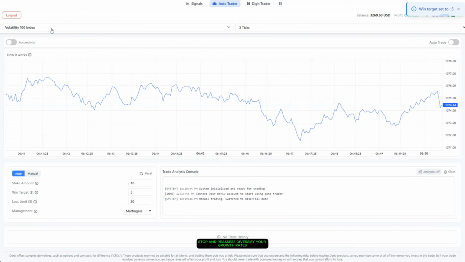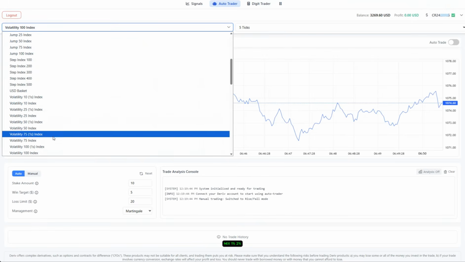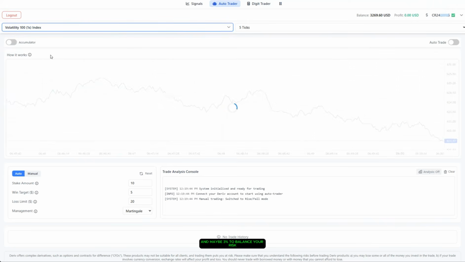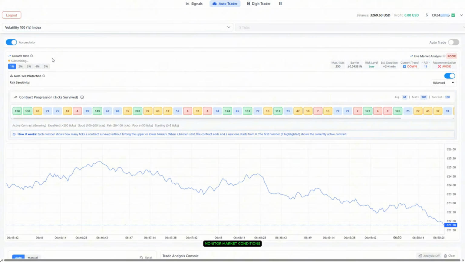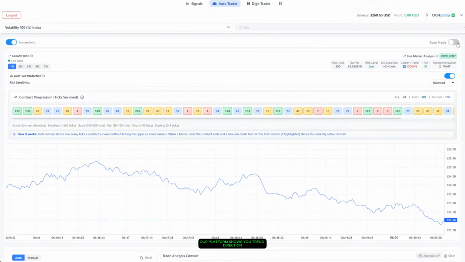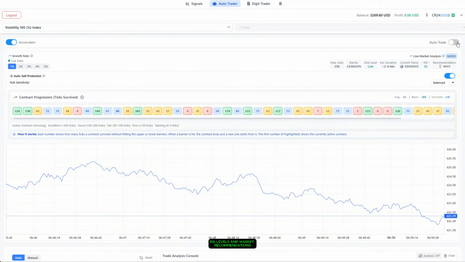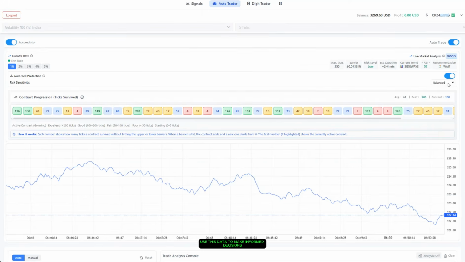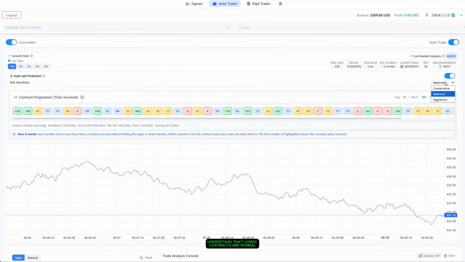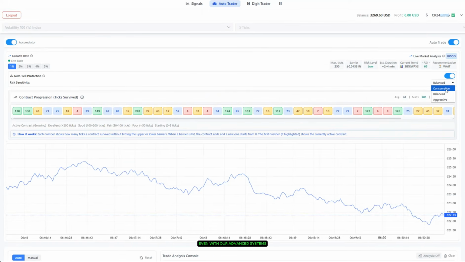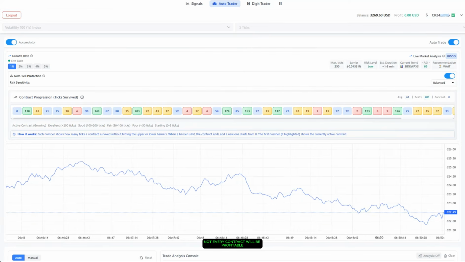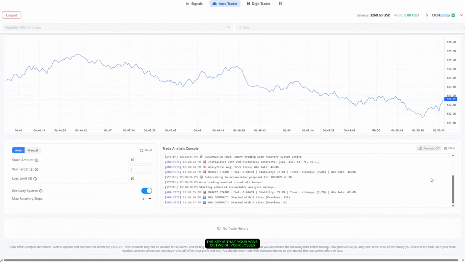Diversify your growth rates. Don't stick to just one rate. Mix 1%, 2%, and maybe 3% to balance your risk. Monitor market conditions. Our platform shows you trend direction, RSI levels, and market recommendations. Use this data to make informed decisions. Understand that losing contracts are normal. Even with our advanced systems, not every contract will be profitable. The key is that your wins outweigh your losses over time.